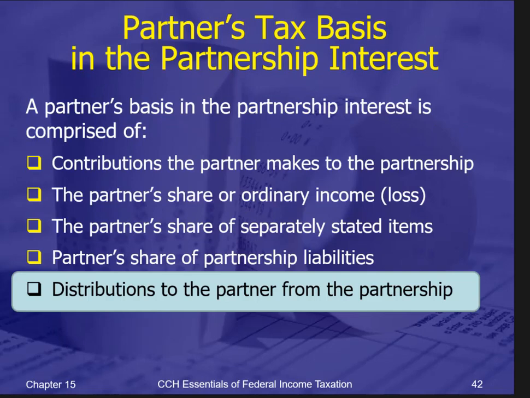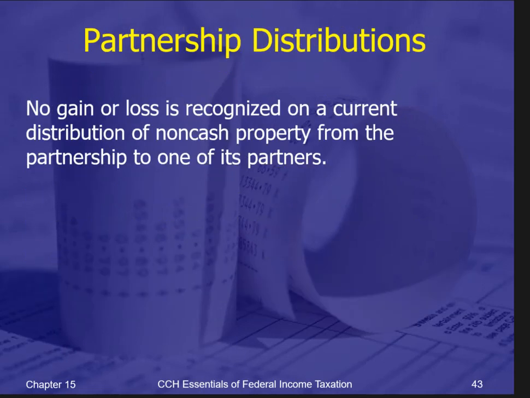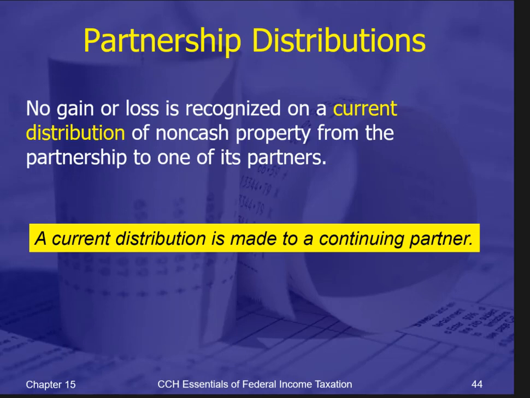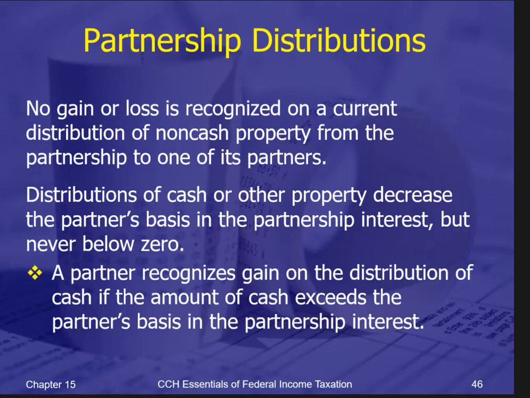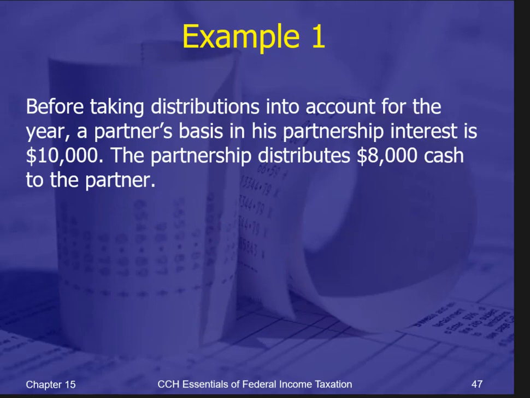Distributions make your basis in a partnership interest go down. No gain or loss on distributions, just like there wasn't on contributions. Even if it's non-cash property, there's no gain or loss. So if you distribute assets to a partner, there's not going to be a gain or loss on that. But you cannot have your partner basis go below 0. If you have a greater distribution than your basis in the partnership interest, then you could have a gain.